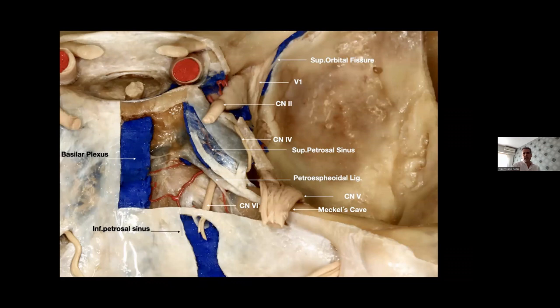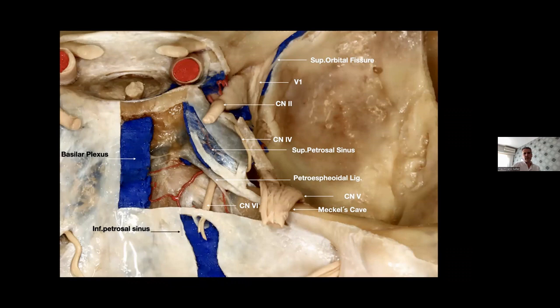If we move the vision to the lateral aspect of this slide, we can see the fifth cranial nerve and the Meckel's cave. The Meckel's cave is an important structure to understand when the tumor is coming from the middle fossa to the posterior fossa, like my colleagues showed before.